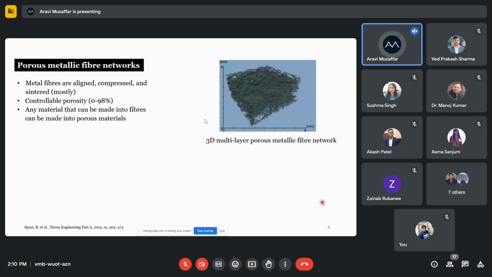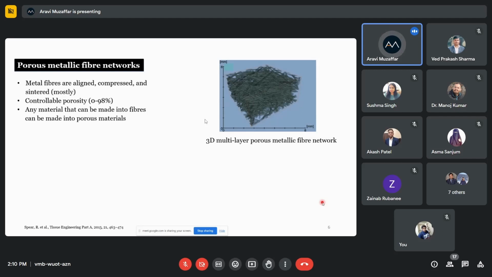However, if you just randomly place them in a die, in any random fashion, and then compress them and finally sinter them, it helps in imparting the strength due to fiber joints. And one of the important advantages of these fiber networks is that their porosity can be as high as 98%.